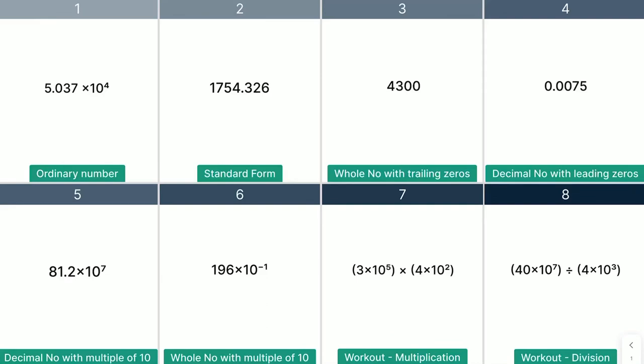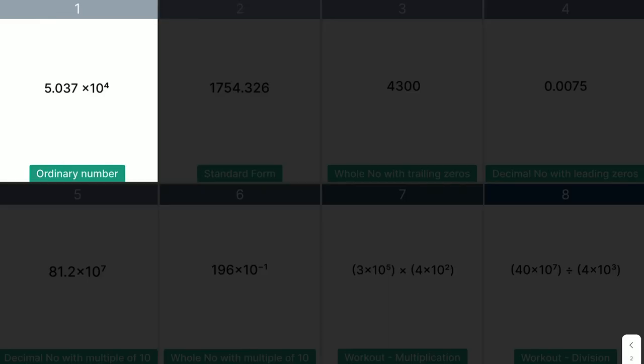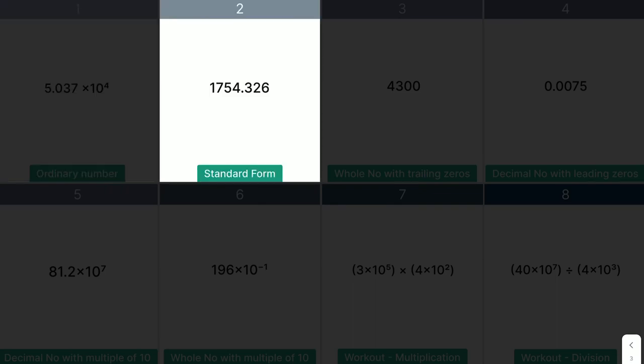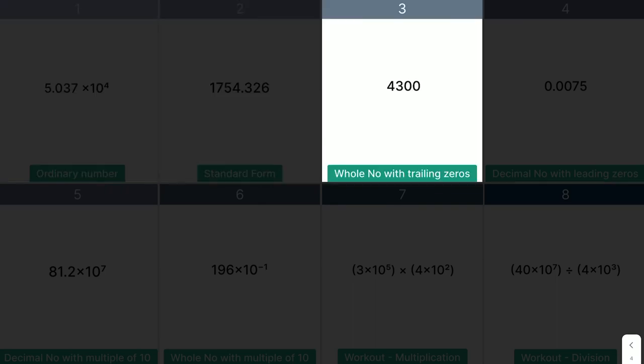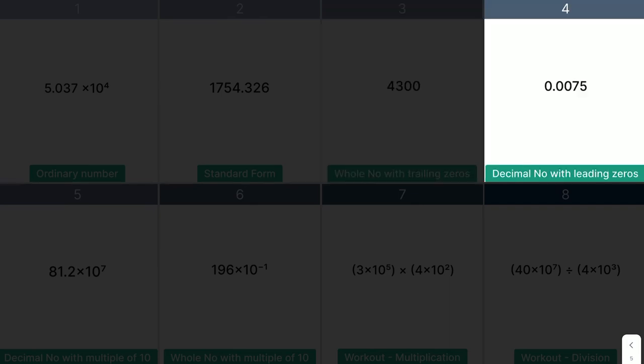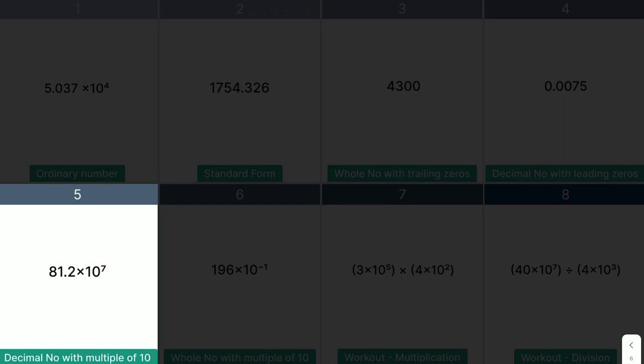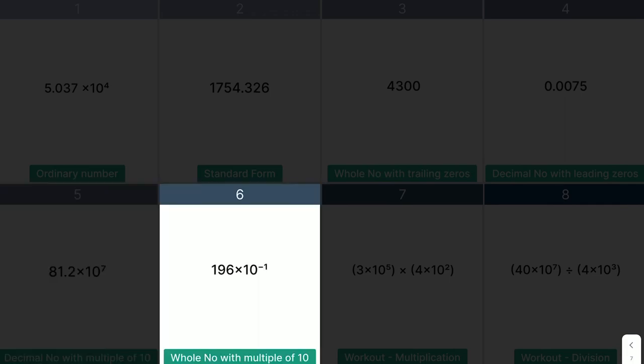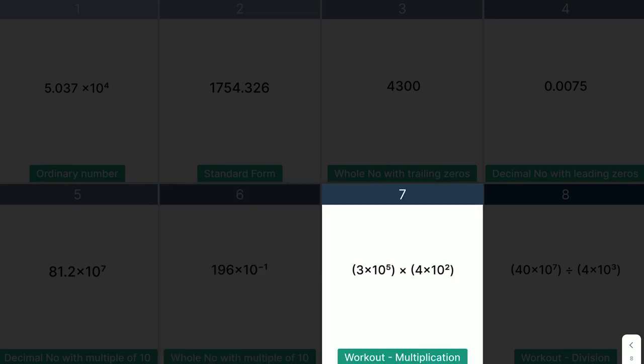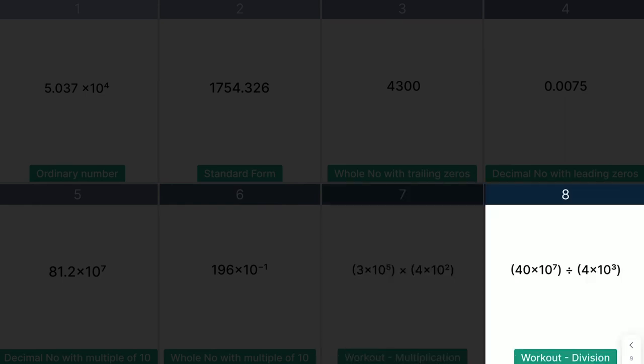Standard form is what we're going to look at in this video. It's split into 8 parts. We're going to start off by looking at how you write something like this as an ordinary number, and then move on to looking at how you put a number into standard form. Then we look at the same thing with numbers with trailing zeros, decimals with leading zeros, and numbers where we have a power of 10 that's not in standard form. Then again, the same thing with whole numbers and negative powers, and then multiplying two numbers and writing the answer in standard form, and then dividing numbers like this and writing the answer in standard form.